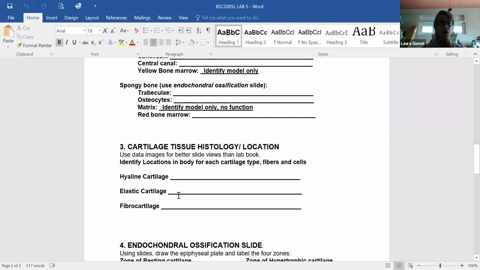All right, then we go to elastic cartilage: chondrocytes, as we said before. Elastic or elastin fibers. Locations, all the EEE things: ear, epiglottis, eustachian tube. All right, and then fibrocartilage, again chondrocytes. Fibers are collagen fibers. Locations, areas of a lot of compression.